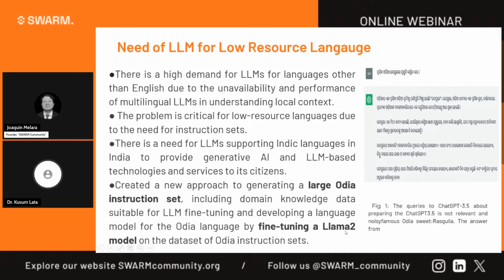This Llama 2 model is a model for the English language. So we used that pre-trained model and then fine-tuned it on the dataset of the Odia instruction set. This is the figure I have shown there. ChatGPT generated this answer, which is actually not relevant when we ask what the recipe for preparing rasagulla is. So the answer from that is not that correct.